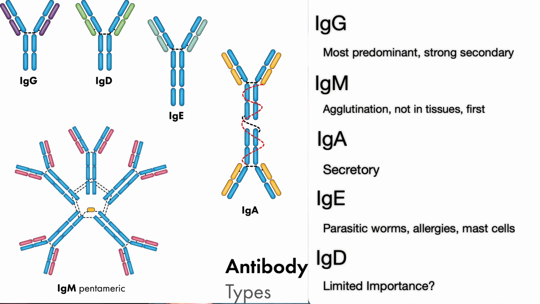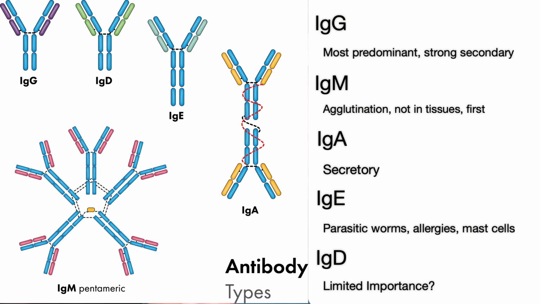IgM is a big pentamer antibody. You can see here you've got 5 antibodies stuck together. So it's a big structure, and because it's so big, it really doesn't get through epithelial and endothelial tissue well, and so it's primarily going to be located in the circulatory system or the lymphatic system, so not usually in the tissues. It's also the first antibody that's produced, and it's really good at what's known as agglutination. I want you to think of agglutination. It's got the word glue in it. And so agglutination is basically the ability of antibodies to stick to antigens and then stick them all together.